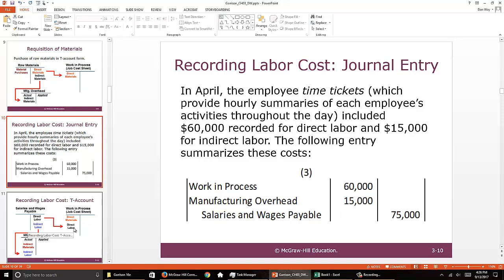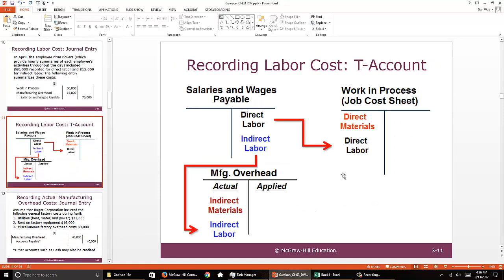And now we can look at the flow of those costs from a T account perspective. So again, salary and wages payable, we're crediting for both direct and indirect labor. Direct labor gets debited directly to work in process. Indirect labor, again, has to hit our manufacturing overhead account, at least temporarily. We're going to apply those overhead costs to work in process coming up again in just a minute.